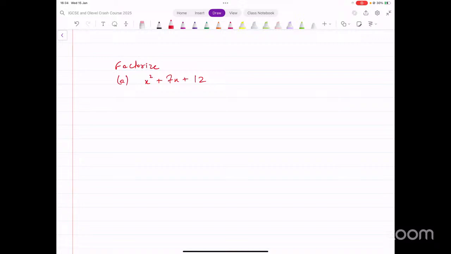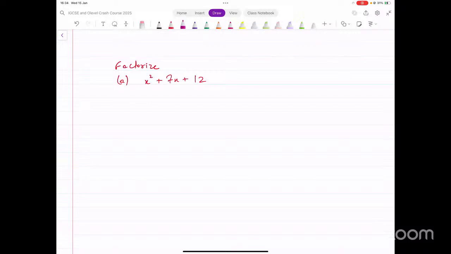Okay, so how do we think about this? Again, the first thing that you can still think of is, can you take anything common? Well, you can't take anything common from this. So remember what we're thinking of when we're factorizing. Can we take anything common first of all? Well, in this case, we can't.